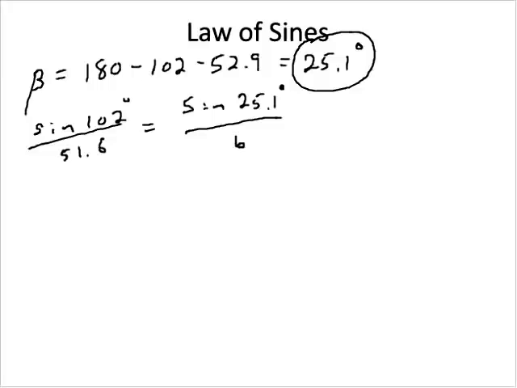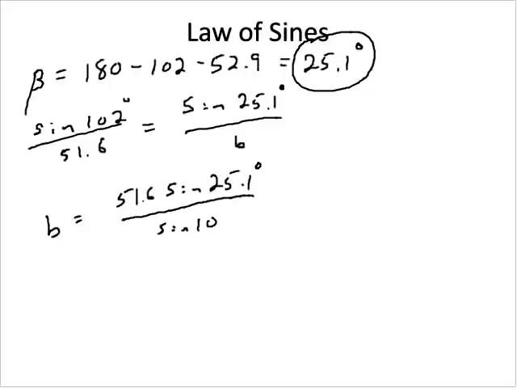And again, I'm going to use cross multiplication. So B is equal to 51.6 times the sine of 25.1 degrees divided by the sine of 102 degrees. When I put that into my calculator, B is going to be 22.3777 something something. I'm going to round it off to 1/10, so 22.7 units. That's what B is.